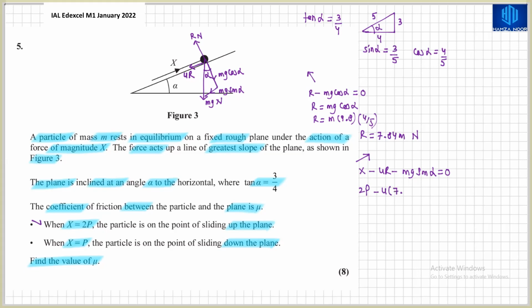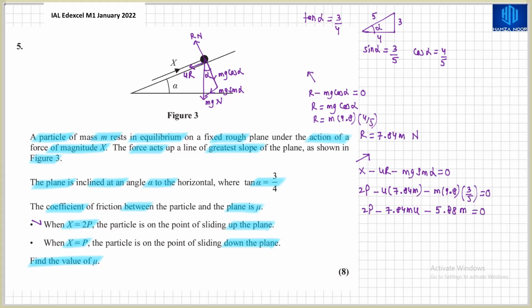So r is 7.84 m minus m multiplied by 9.8 multiplied by sine alpha, and the exact value of sine alpha is 3 over 5. And this whole thing is equal to 0. So therefore we can say that 2p minus 7.84 m mu minus 5.88 m is equal to 0. Here we have equation number 1.